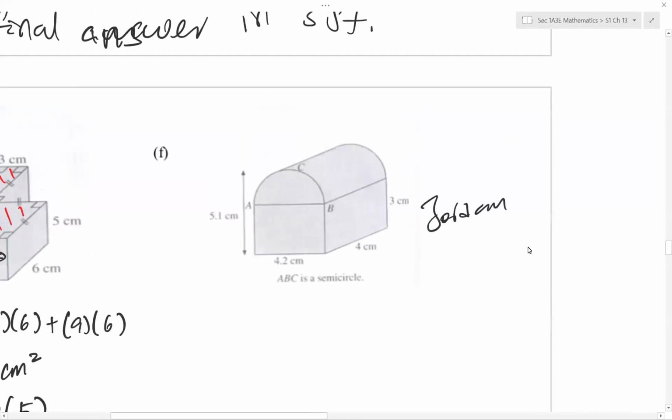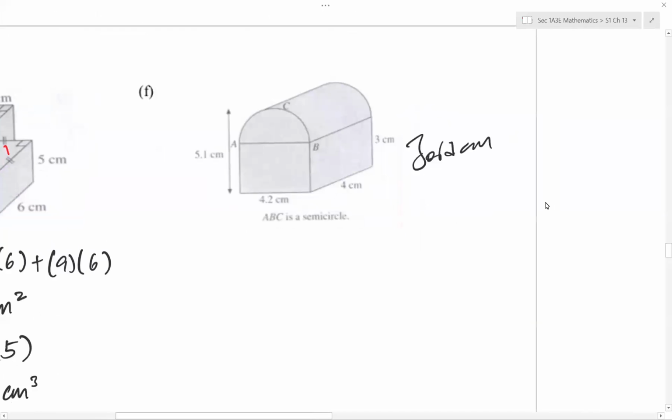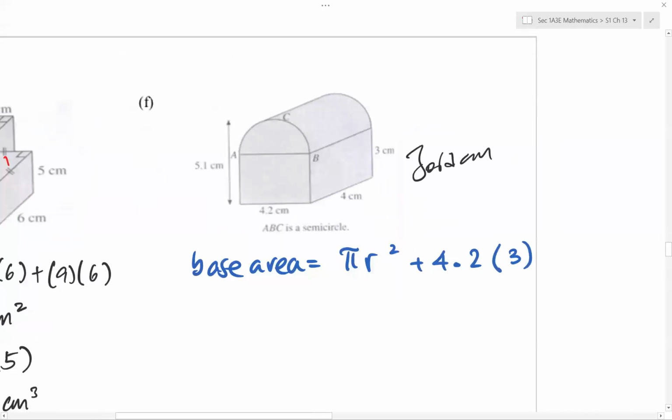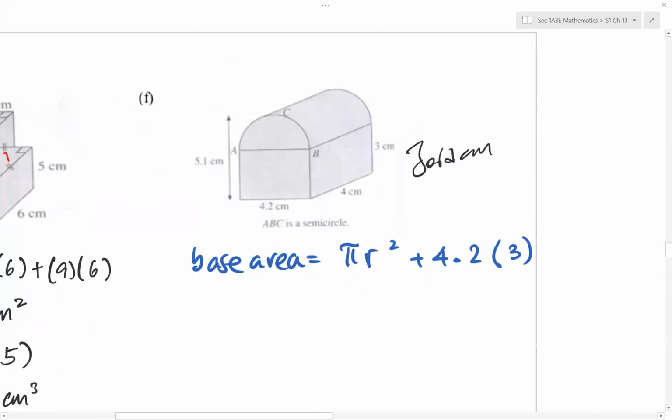Wait, presentation, huh? Okay, what was your first line? Okay, base area. Pi r squared plus 4.2 times 3. Okay, why pi r squared?